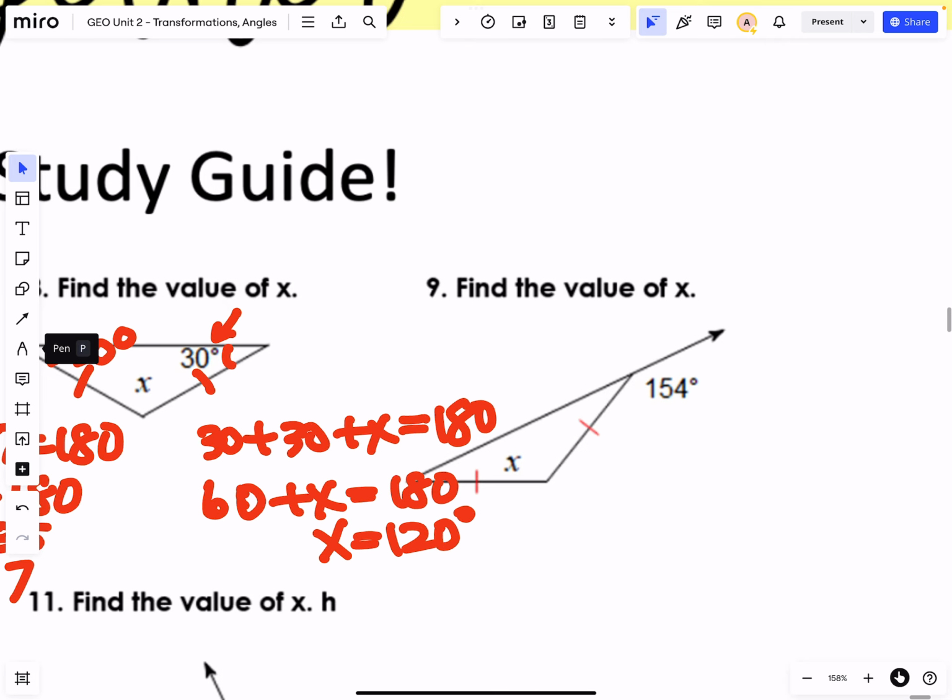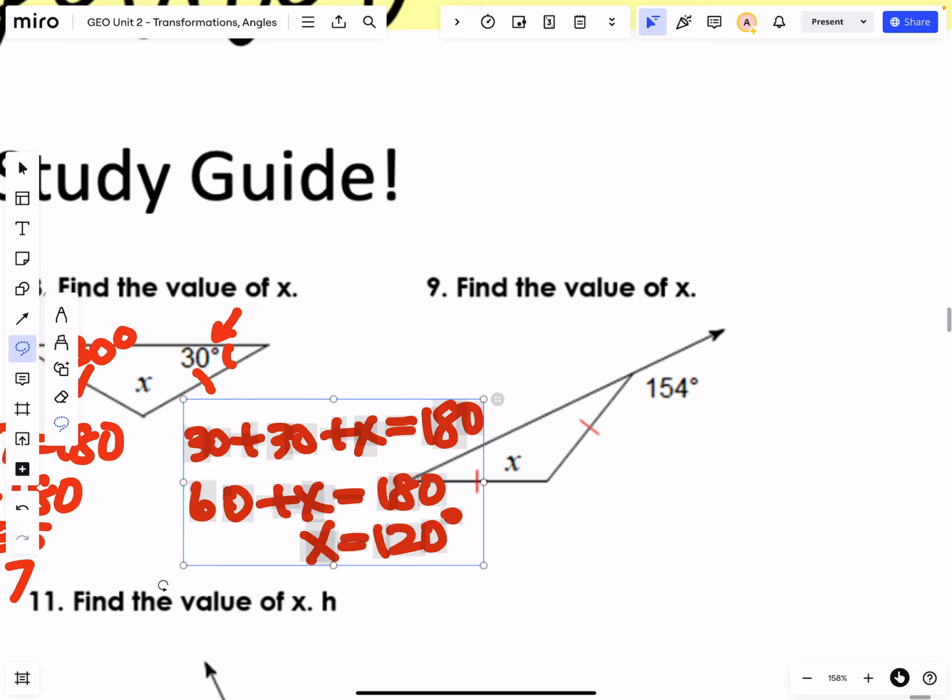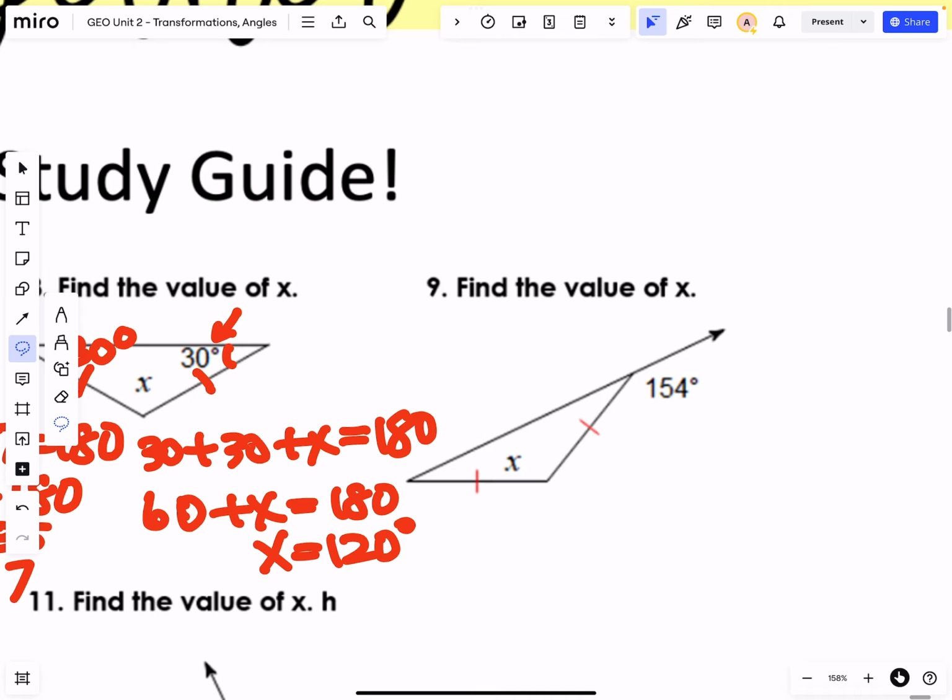All right. Next one. Okay, so I'm going to take these and move them a little bit. Excellent. All right, and I'm going to change colors here. So these two angles here, the little one and the big one, together they make a line. This is a linear pair.